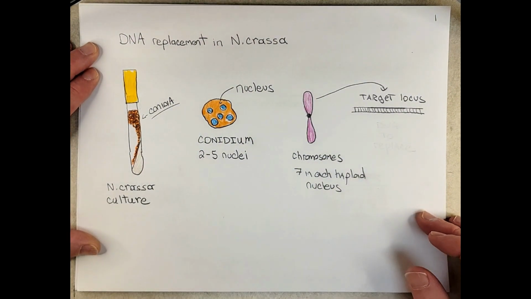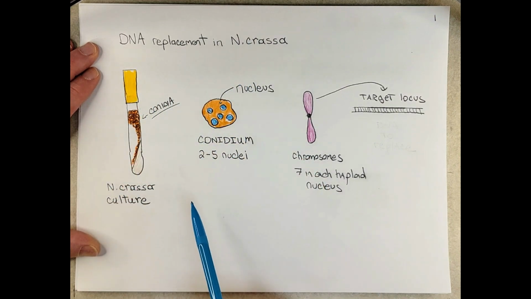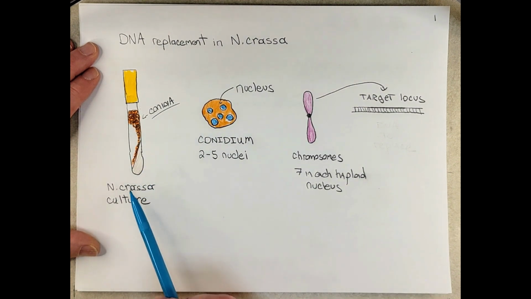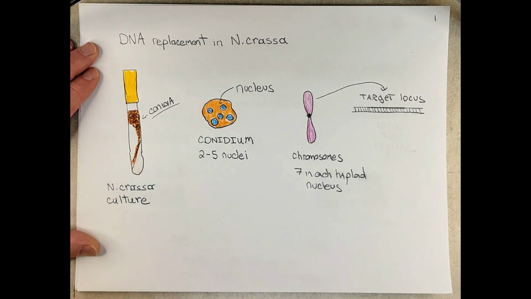Hey everyone! In this video I am going to describe DNA replacement in Neurospora crassa. So if we want to replace a certain interval of DNA in the Neurospora crassa genome, we will have to do a genetic transformation. And when we do that, normally we first culture the fungus, Neurospora crassa, in a tube of medium like this or a flask containing media.